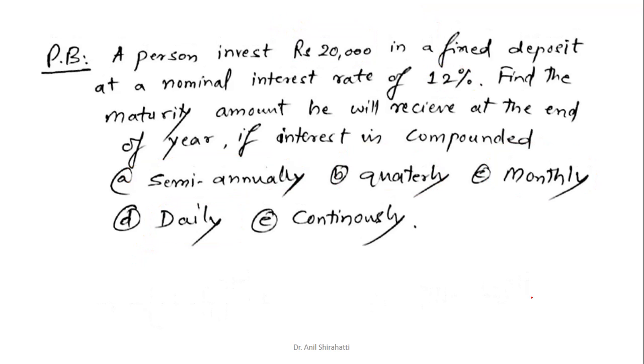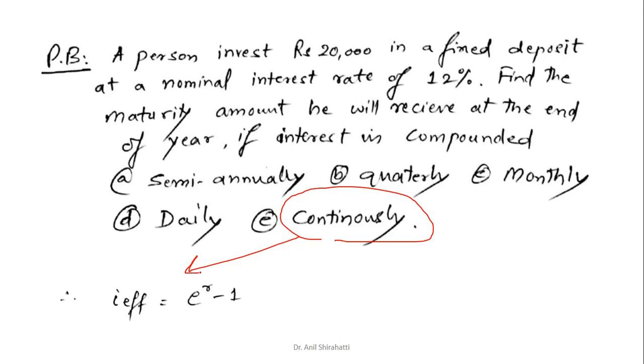But for continuous interest rate, the formula is different. Only in the case of continuous do you have to use this formula. Again the future sum equation remains the same, that is F is equal to P into 1 plus I effective raised to n. So all of you can give a try. In the next slide I'm giving you the answer, and just cross-check whether you are getting the answer correctly or not.